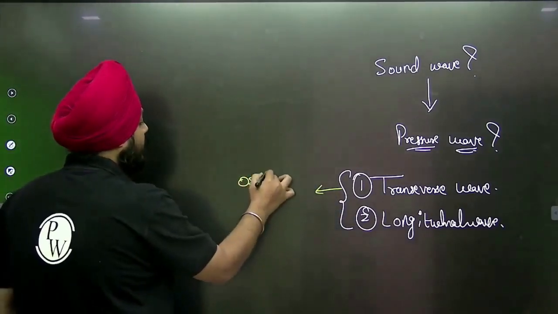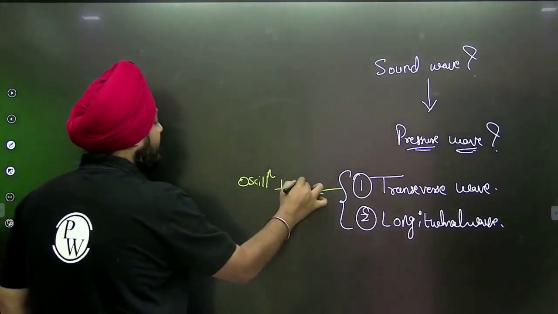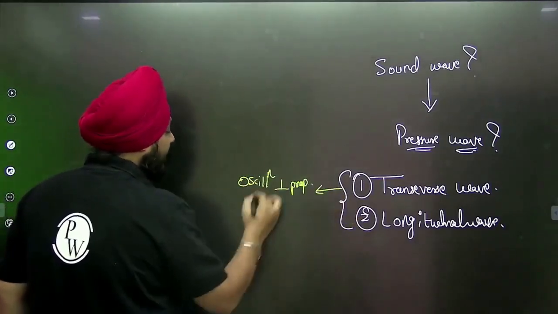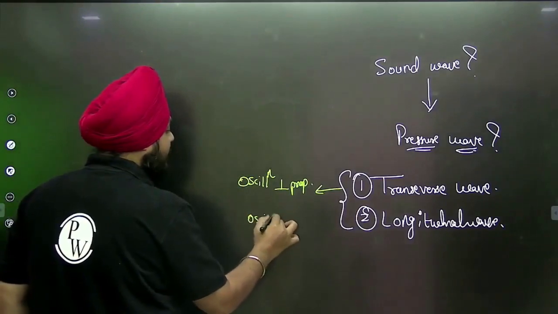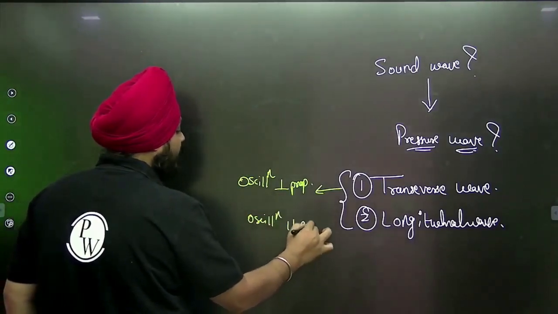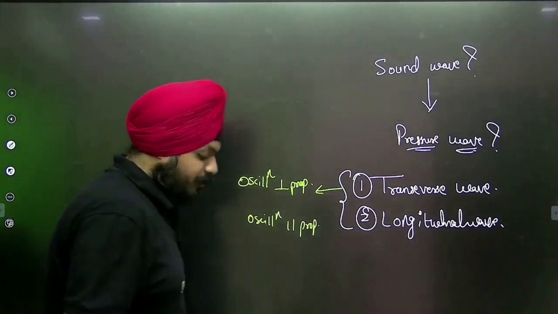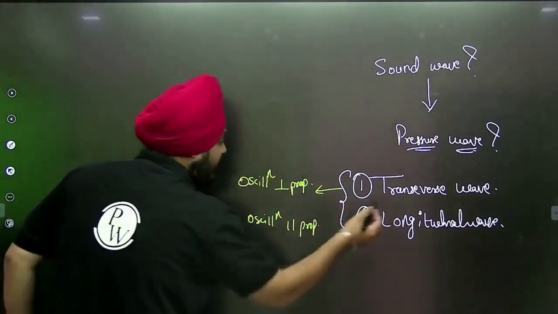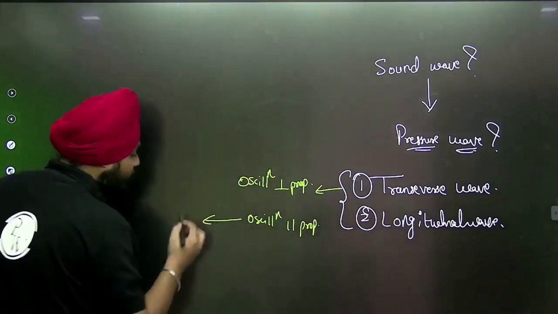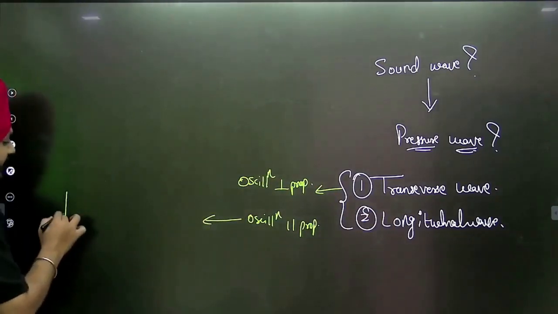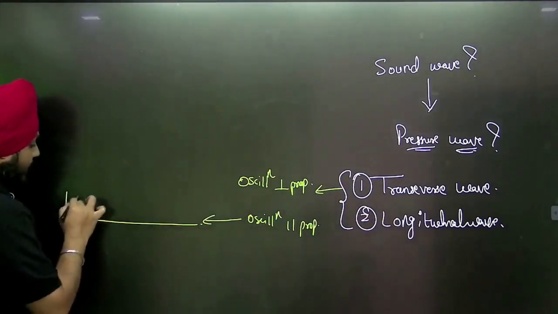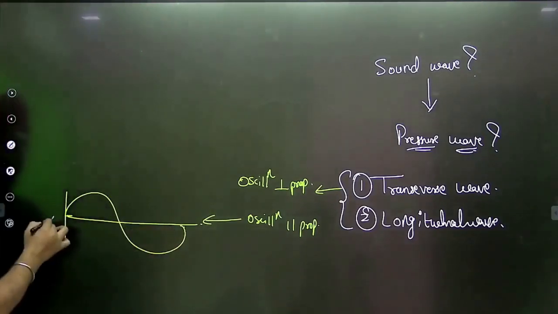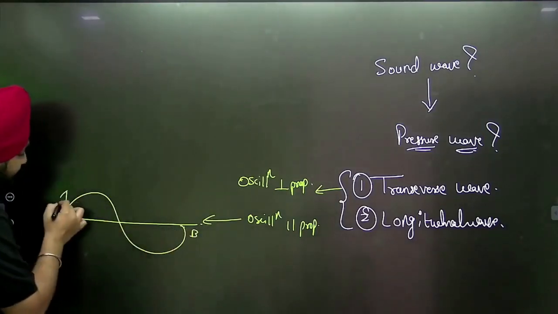Oscillation perpendicular to the propagation. But in the longitudinal wave, oscillation is parallel to the direction of the propagation of the wave. Now what happens here? In the case of the longitudinal waves, let us take an example: this wave is propagating from point A to point B.